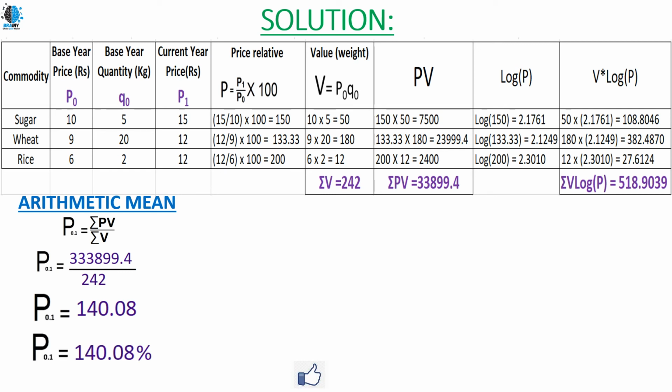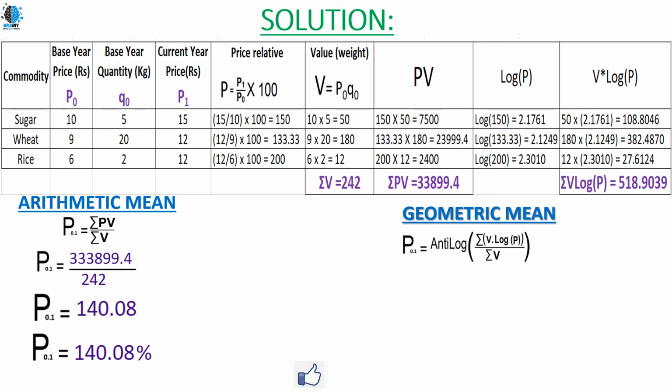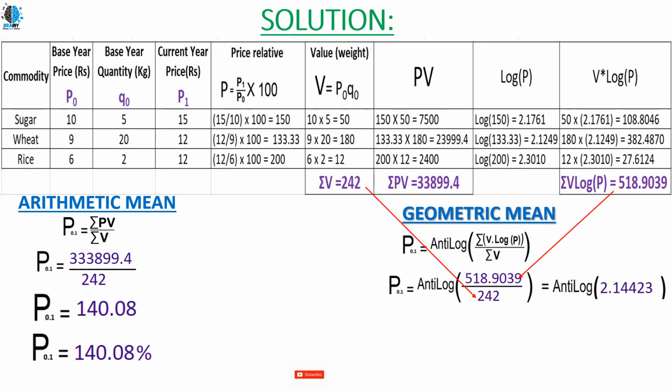This 140.08 I have to represent in percentage. Next, what is the formula for geometric mean? The geometric mean formula is the price index of the current year based on base year equals antilog of summation V log P divided by summation V. So this is my formula of geometric mean. Here substitute the values. Summation V log P is 518.9039 divided by 242. These are the values I have from the tabulation. I'm going to divide these two values.